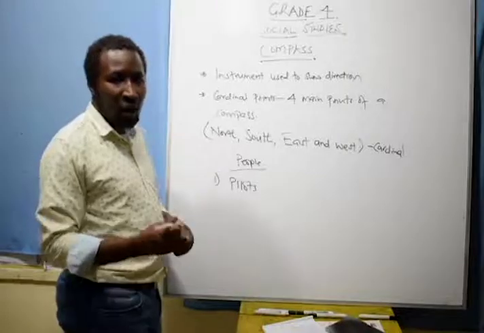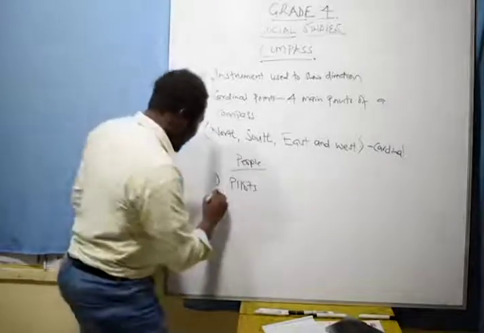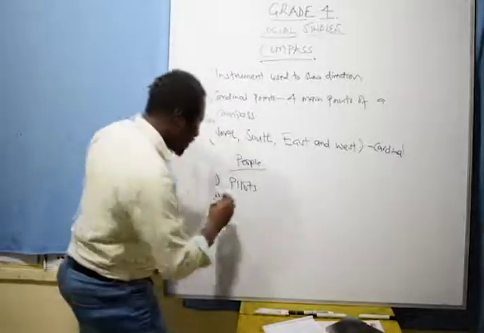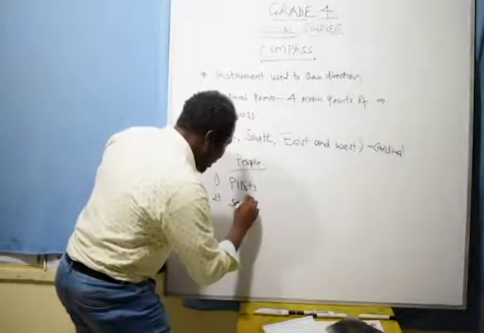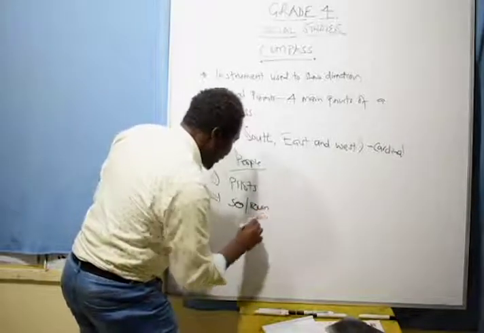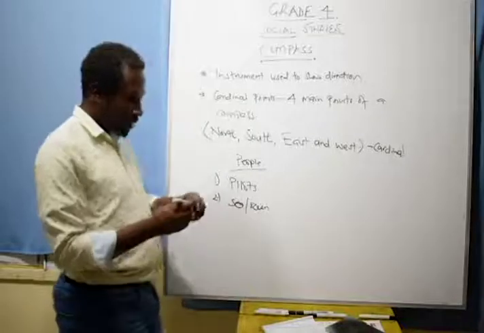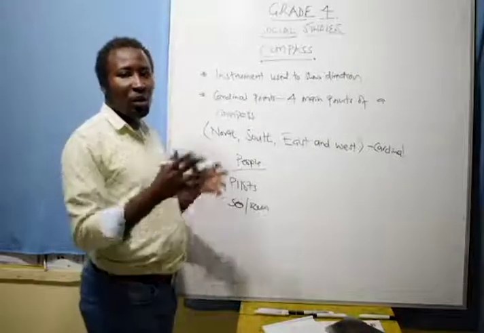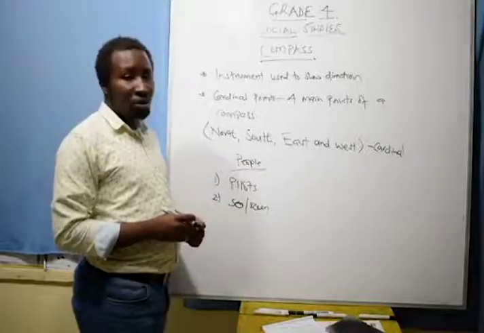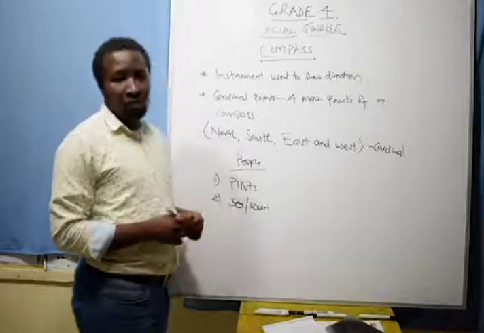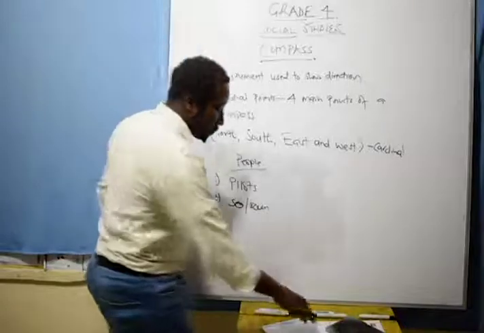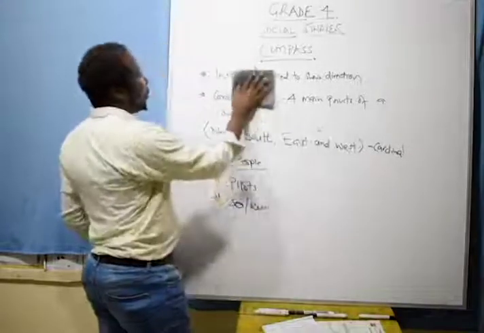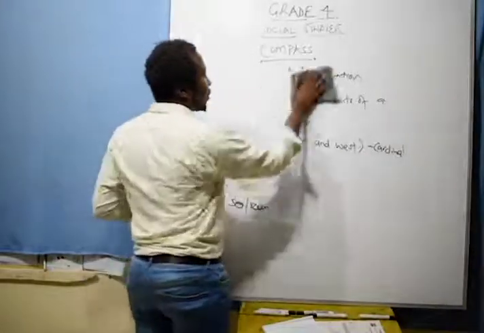Okay? Now, it's also used by people in the sea, the ocean. It's being used in the sea and in the ocean. So it's a very vital, important use. There's an importance in using a compass. So that is the importance of a compass.